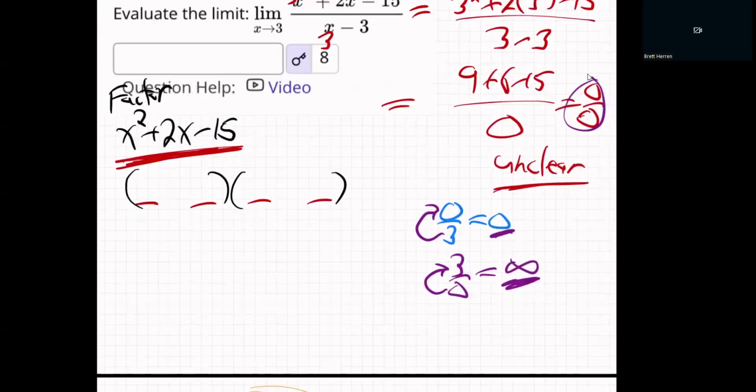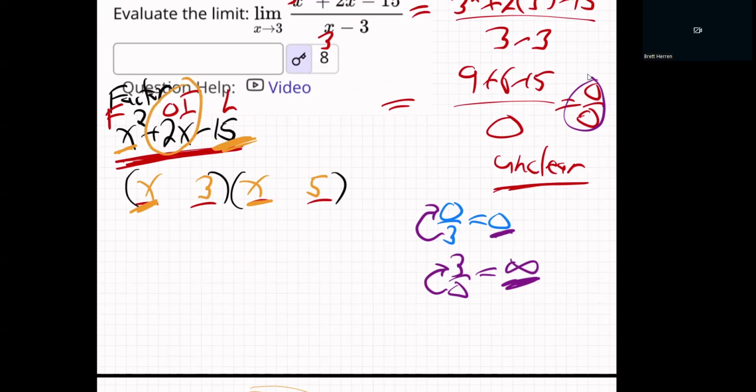Just think of it backwards. I'm going to write FOIL, and here we go. First times first makes x squared. Well, that's x times x. And I'm going to jump to the last. What times what makes 15? Now, 3 times 5. Don't worry about the negative, we'll get to that in a minute. Just 3 times 5 makes 15. They multiply to be 15.